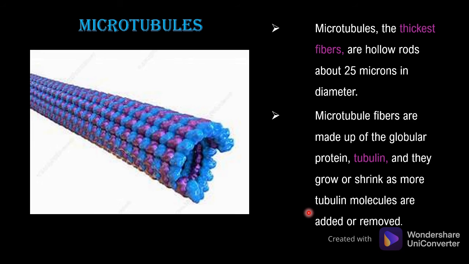So these microscopic hollow tubes are formed of alpha and beta tubulin, that is, they form the cell's skeleton, a network of protein filament that extends throughout the cells, gives shape to the cell, keeps the organelles in place, and these are the largest structures. They have roles in cell movement, cell division, and transporting material within the cells.